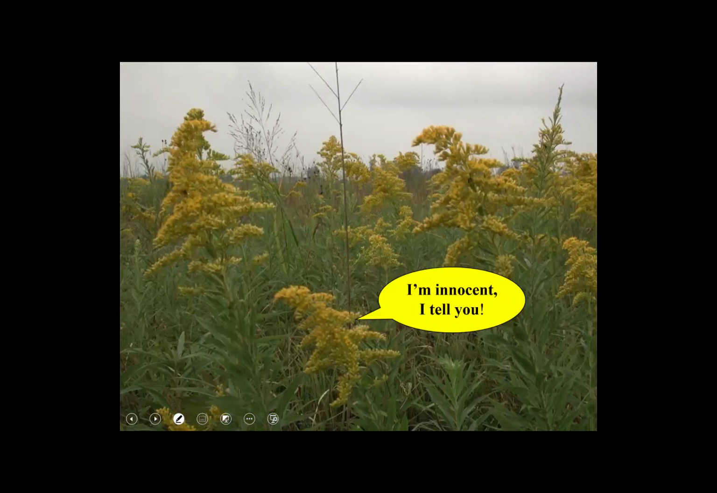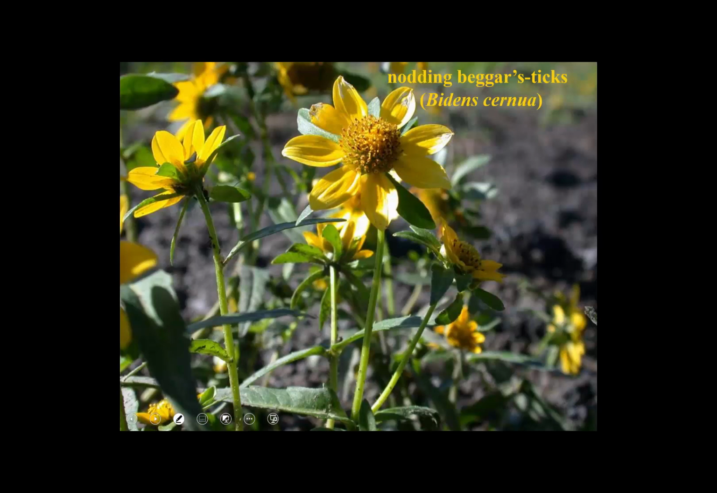Goldenrod, poor goldenrod. Goldenrod is a victim of just guilt by association. It flowers about the same time as ragweed does, and so people see the conspicuous goldenrod, sneeze a bunch, and blame the goldenrod. I'm innocent, I tell you. It's not wind-pollinated, which is why it's all showy and colorful. Its pollen doesn't blow through the air. It doesn't cause allergy. It gets a bad rap.